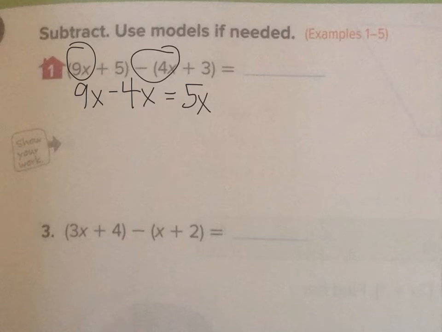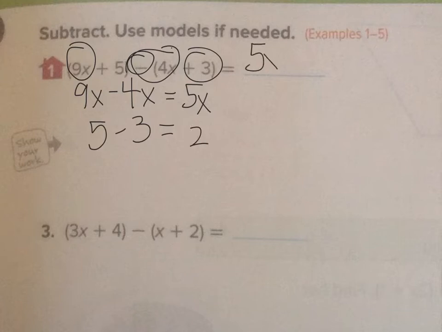And then I like to combine the numbers. So 5 minus, again, 3. So 5 minus a positive 3 is 2. And so when I combine these, I get 5x plus 2, because this is a positive 2.